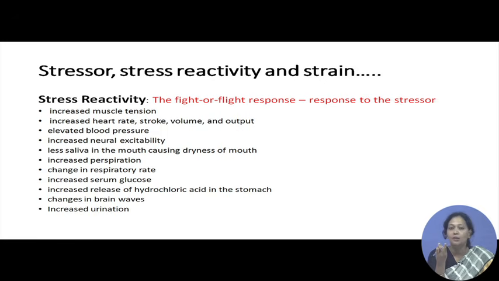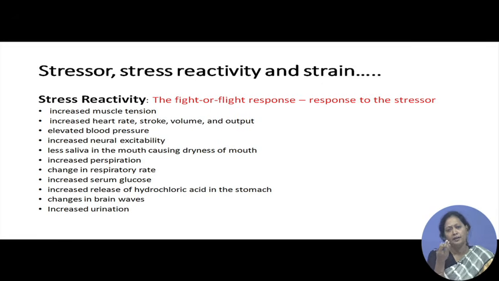So we have increased muscle tension, increased heart rate, elevation of the blood pressure, increased neural excitability, less saliva in the mouth causing dryness of mouth, increased perspiration, and change in the respiratory rate, that is, we breathe in fast. So actually we are restoring the oxygen content within the body to fight or flight. There is an increase in serum glucose, to increase the energy level within the body, and increased release of hydrochloric acid in the stomach.